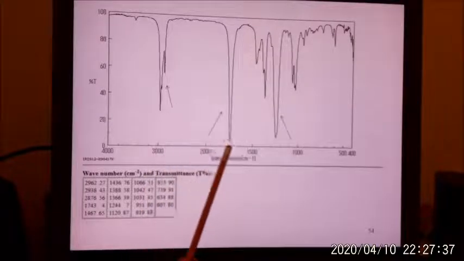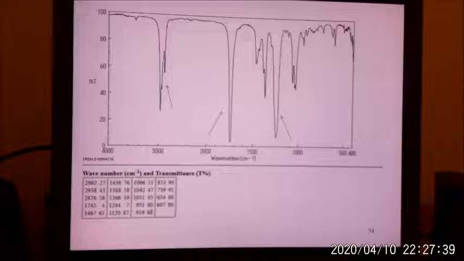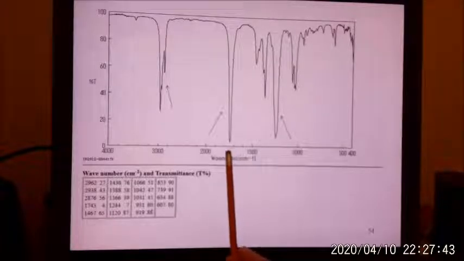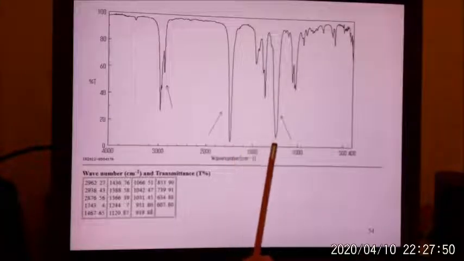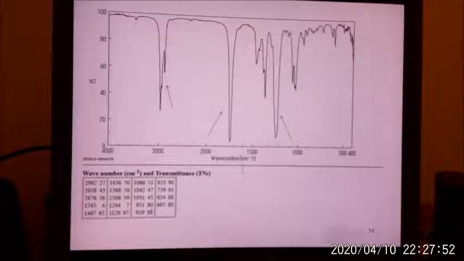So if I had to combine this, and this is 1740, which is a little higher frequency than the 1710, I suspect I have an alkyl ester. So my functional group would be an ester. I have a carbonyl and an oxygen attached to that carbon, and I have alkyl groups on it. What those alkyl groups are, I don't know, but I suspect I have just an alkyl ester. No aromatics, no carbon double bond carbon.